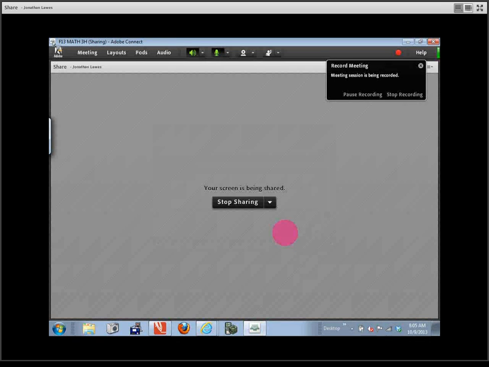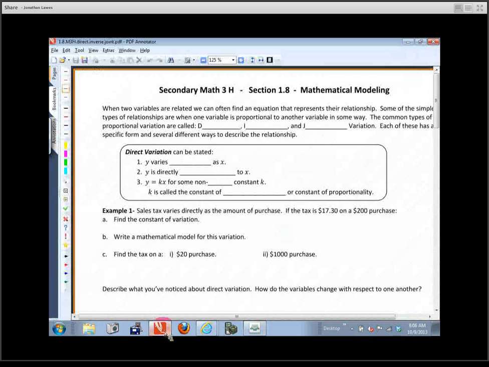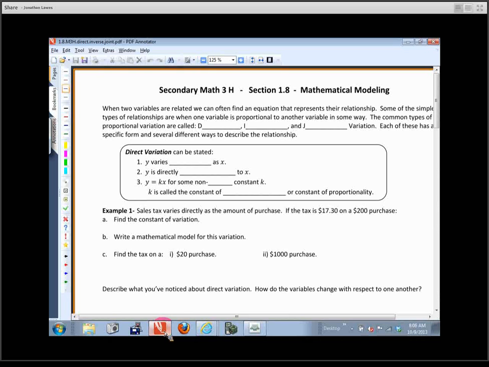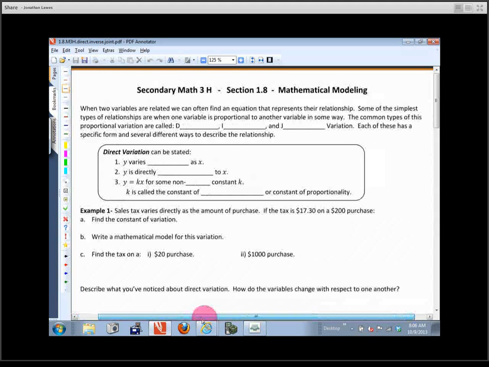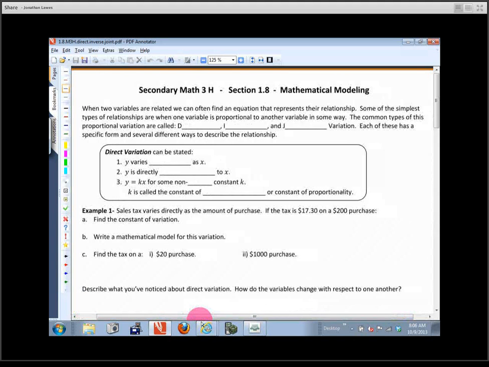Okay. So this is the last section that we need to cover before we review and take the test on Friday. It's on mathematical modeling, which usually means we're going to have some story problems to go over. But these aren't too terribly bad.